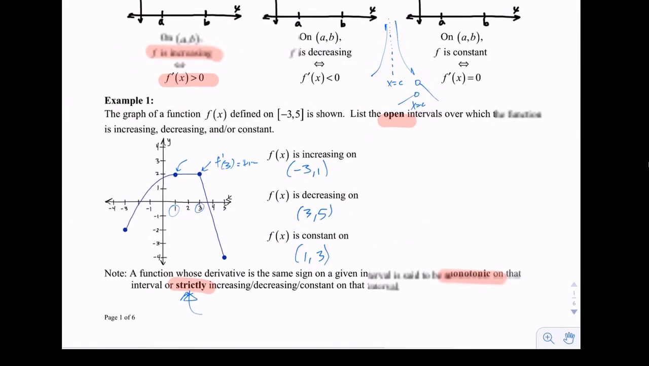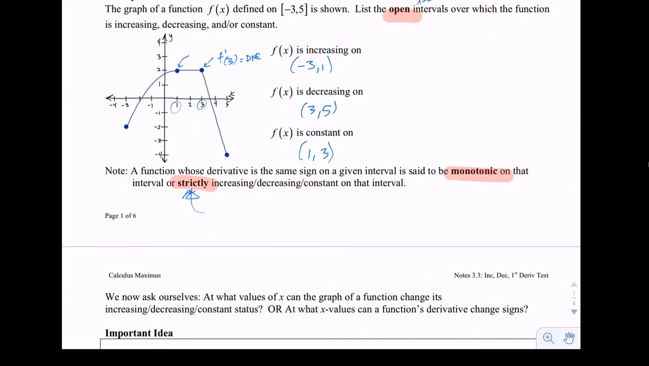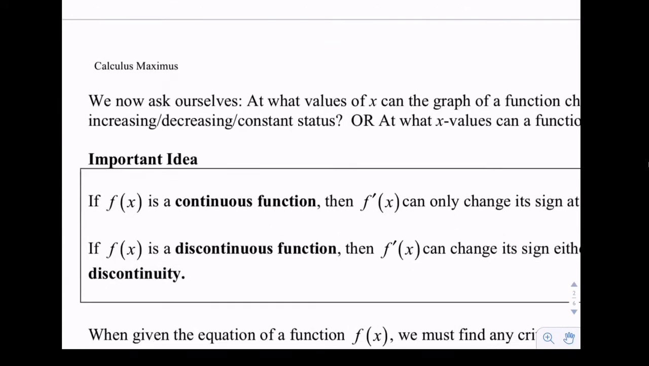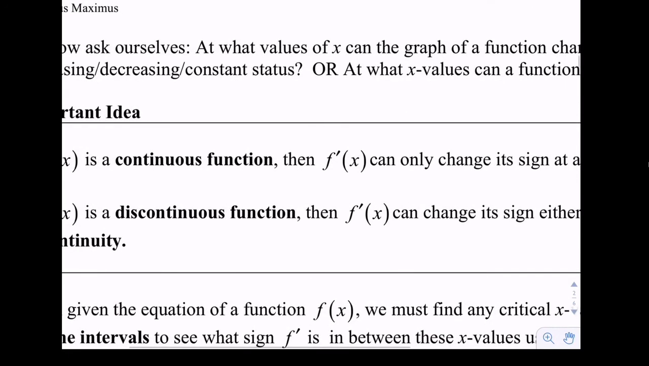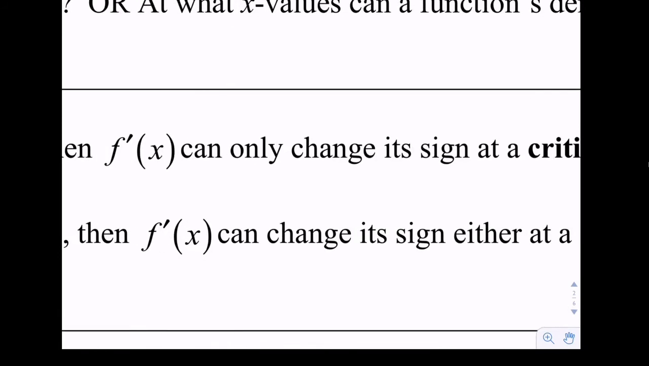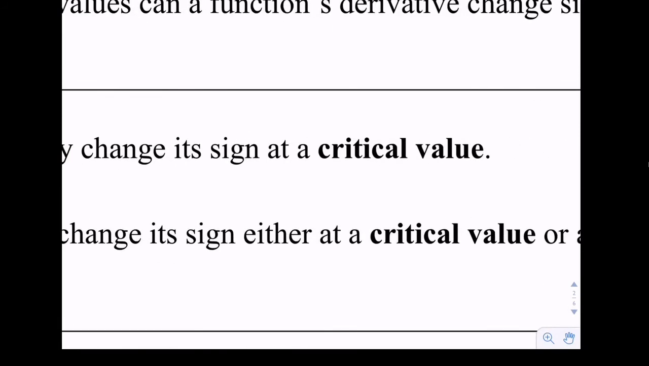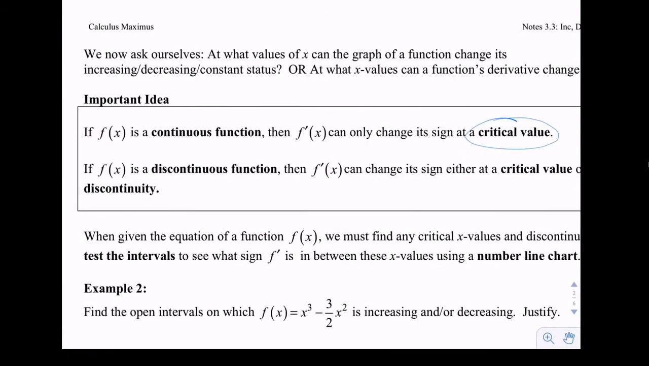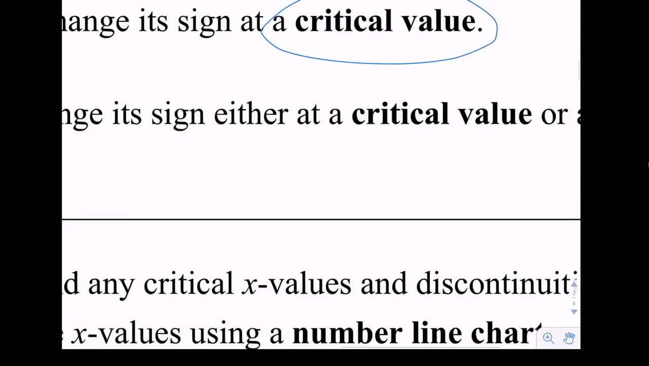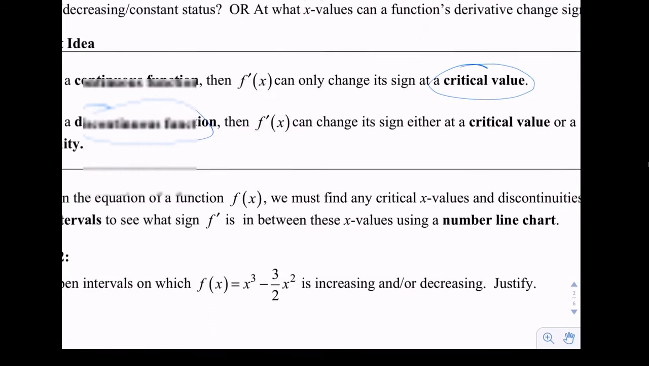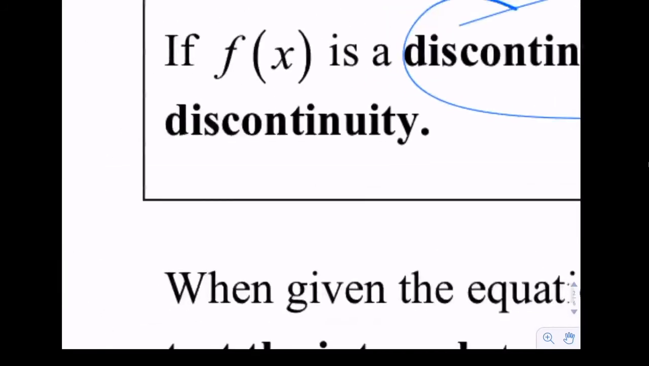So any type of discontinuity or any type of critical value is a place where a function can change its increasing, decreasing behavior. So here's an important idea. If f is a continuous function, that means no discontinuities, then the derivative can only change its sign at a critical value. And of course, critical values are places where the derivative is either 0 or undefined, as long as it's in the domain of the function. A discontinuous function can change its sign either at a critical value or at a what? Or at a discontinuity, like a vertical asymptote.